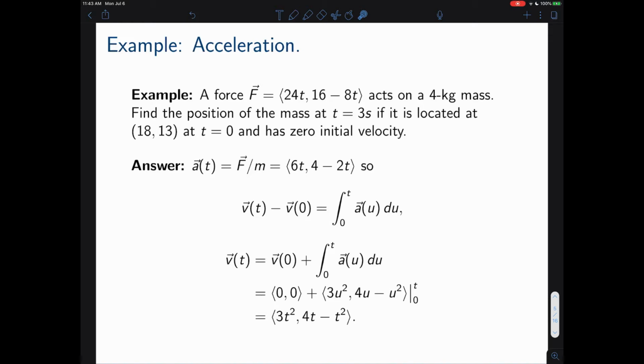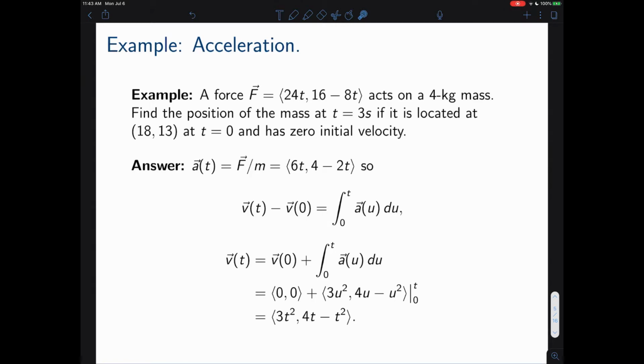To find this, we can start by finding the acceleration. According to Newton's second law, the acceleration is the force divided by the mass. So we take this force vector that was given and divide by the 4 kilogram mass to get an acceleration of 6t, 4 minus 2t.